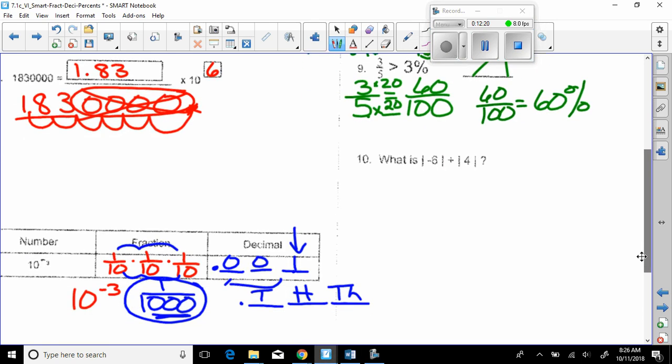Finally, the last one is on absolute value. What is the absolute value of -6? Well, the absolute value of -6 is 6, plus, what's the absolute value of 4? 4, and you add them together, and we get 10. So 10 is your answer.